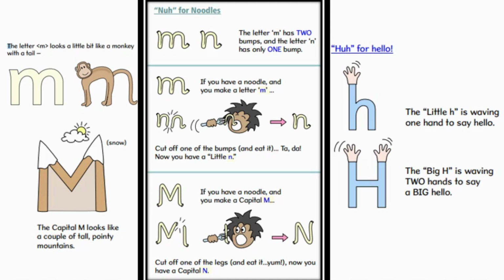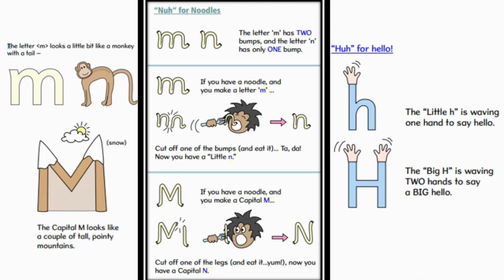Next, we learn the letter N. What is the sound of N? N for noodles. So the letter M has two bumps and the letter N has only one bump. If you have a noodle and you make the letter M, cut off one of the bumps and eat it. Ta-da! Now you have the letter N.